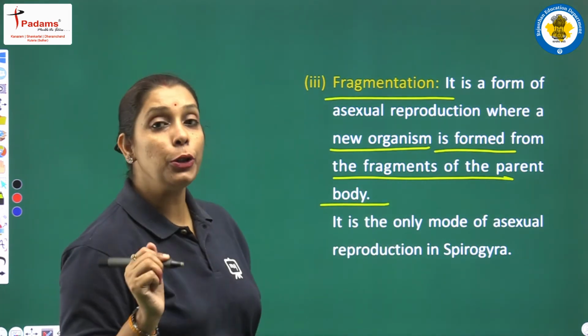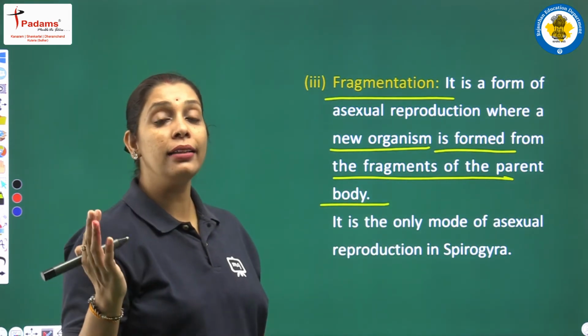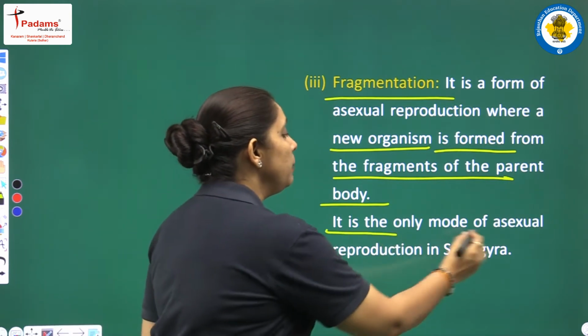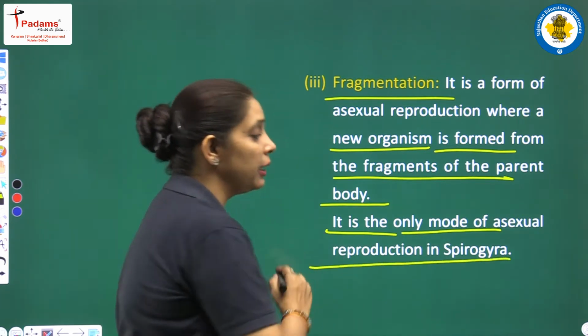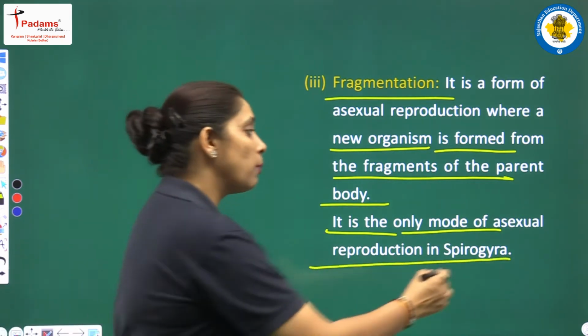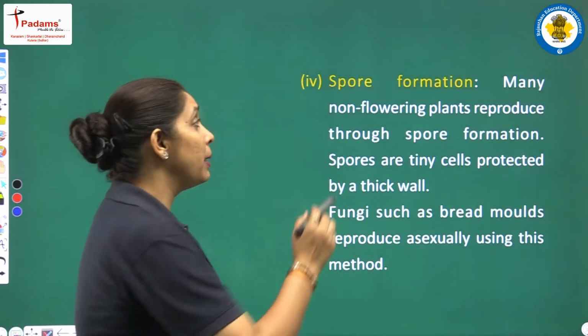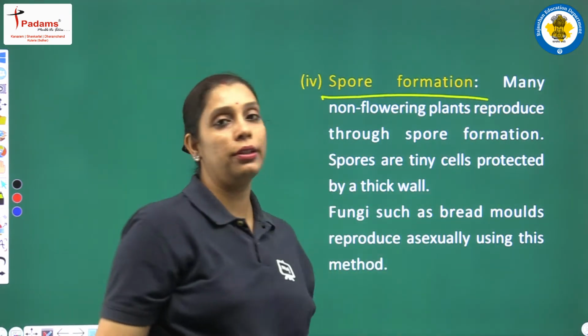That I had explained to you in the algae, and we had taken the example of Spirogyra. It is the only mode of sexual reproduction in Spirogyra. इस नाम को याद रखना. Okay, move to the next one, and the next method is spore formation.